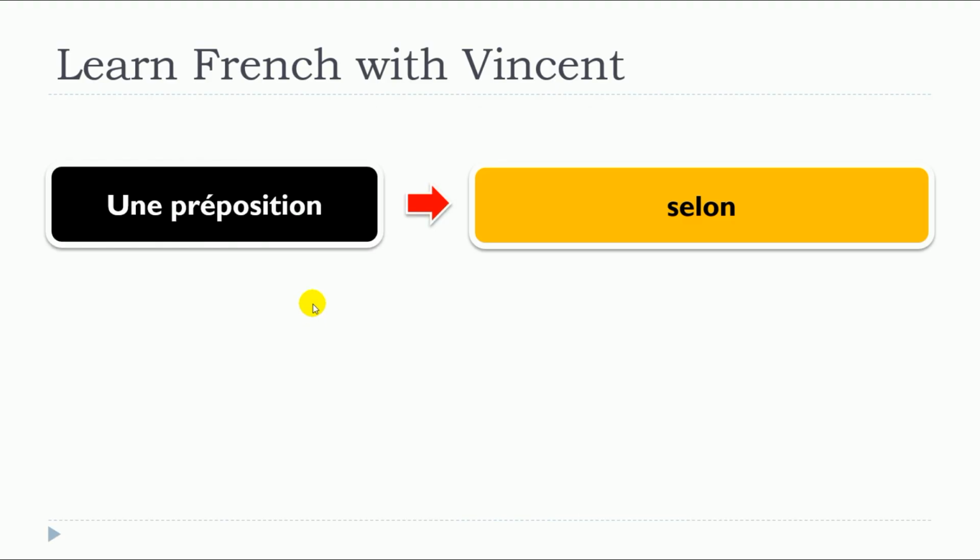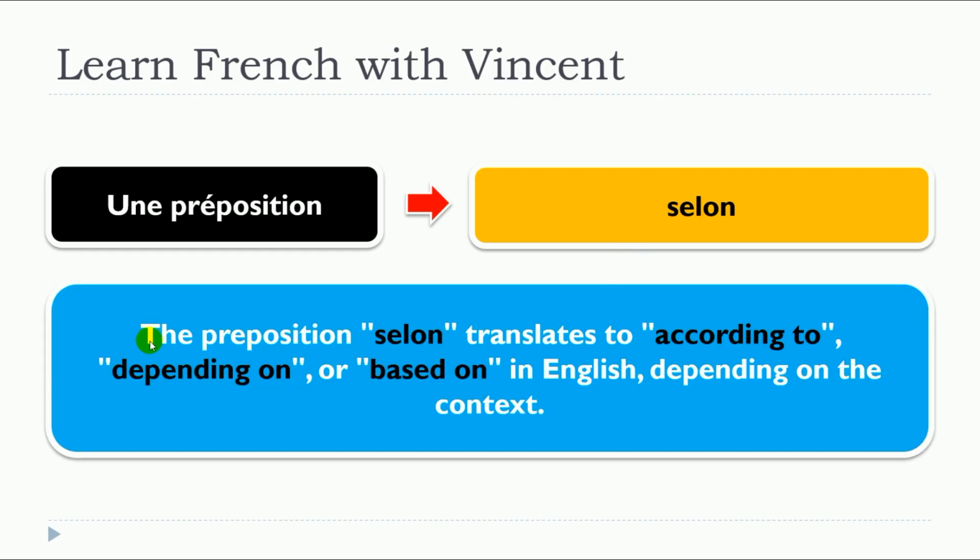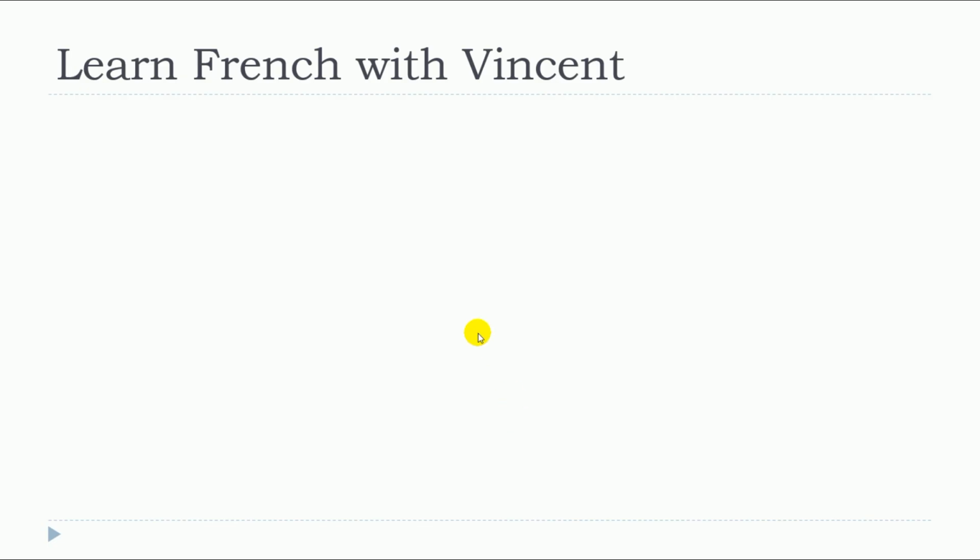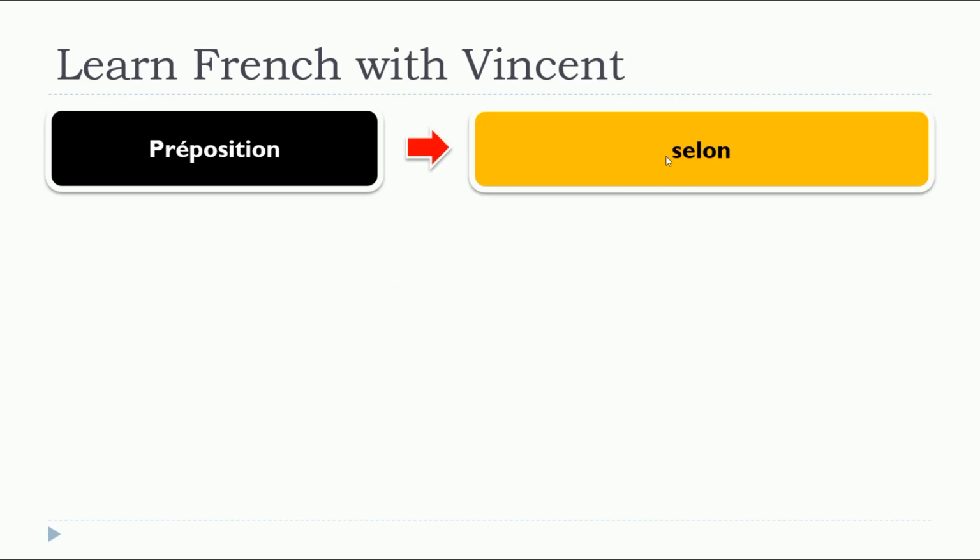And so this lesson is about selon. And the preposition selon translates to according to, depending on, or based on in English, depending on the context. So we will see 4 examples with selon.